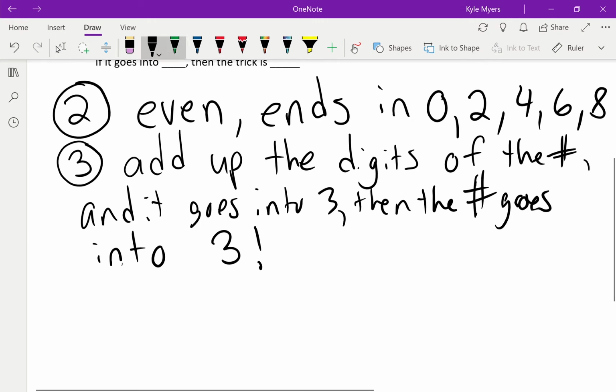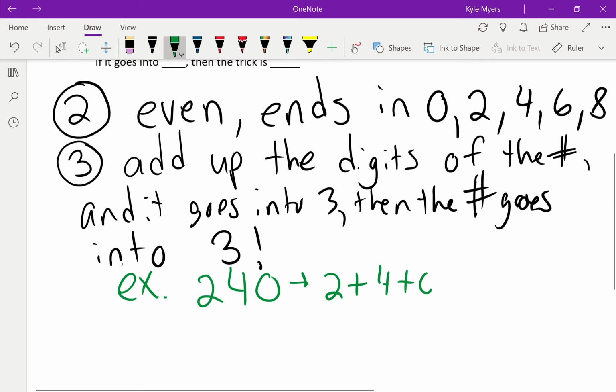All right, so example. Let's do an example. Okay, so add up the digits of the number, and it goes into 3, then the number goes into 3. So let's see here. So give me a number between 1 and 10. Oh, 2? All right, cool. Let's use 2. And then 4. And I don't know, 0. We'll do 2, 4, 0. Okay, so we add up the digits. 2 plus 4 plus 0. Oh, that's 6? Oh, thanks. All right, so 2 plus 4 plus 0 is 6, which goes into 3.